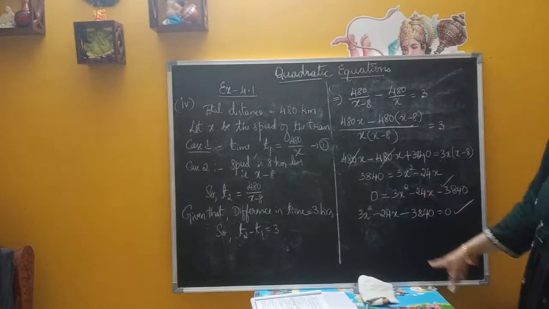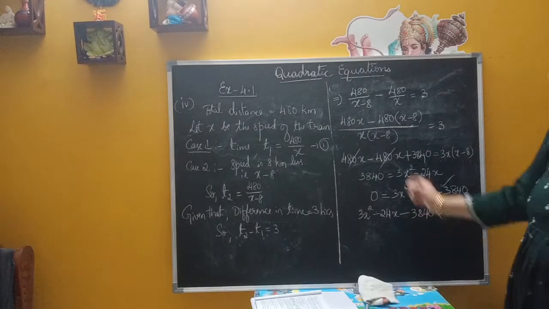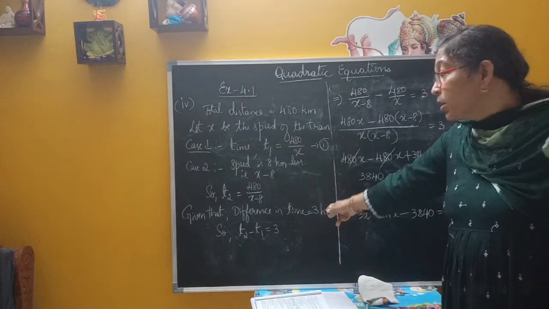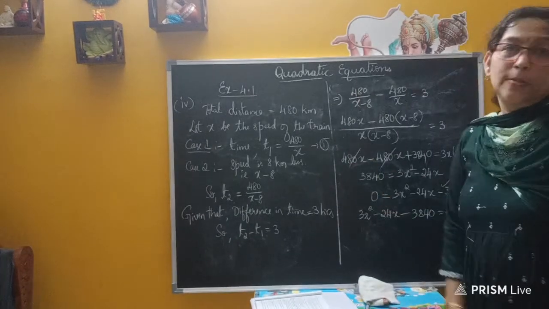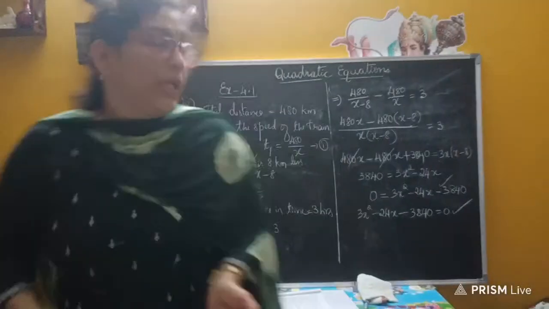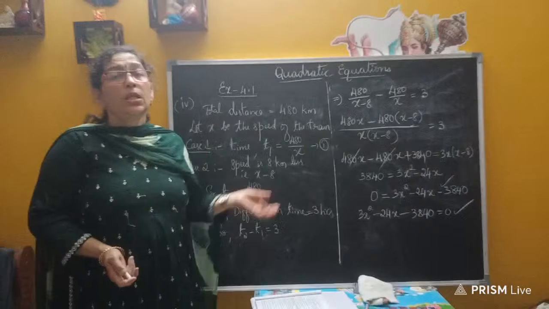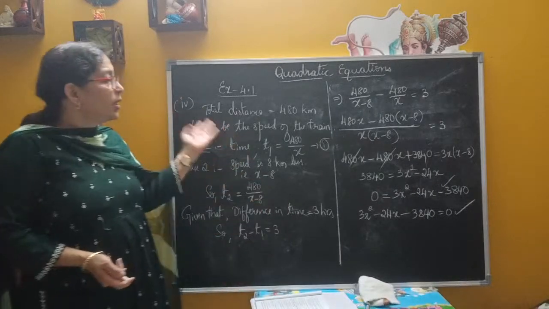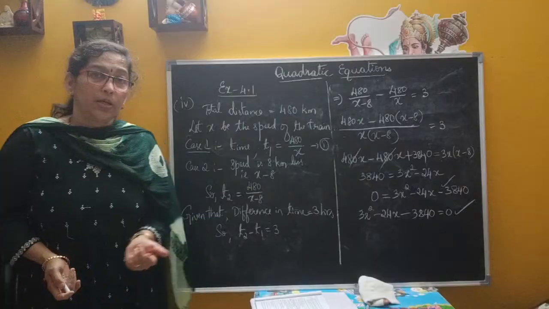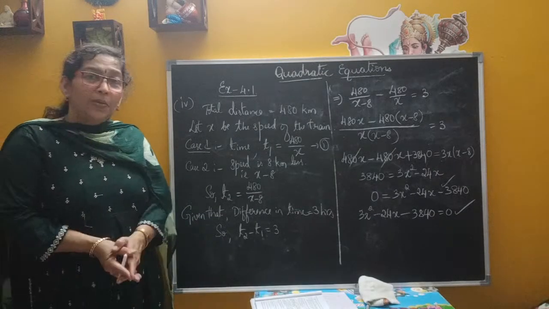So framing the equation is a little bit complicated. You have to read the question once or twice, understand the question, and then frame the equation. In today's class we have learned what a quadratic equation is, what the general form is, and how to frame a quadratic equation using the given statement. So let us end today's session.